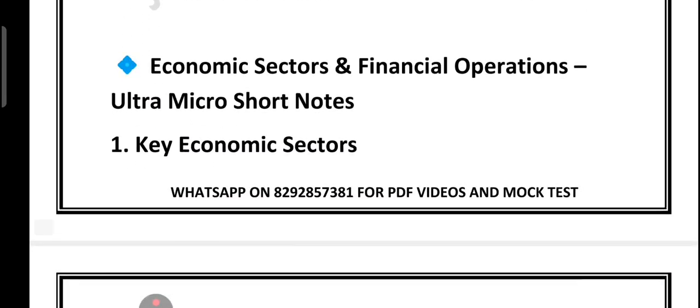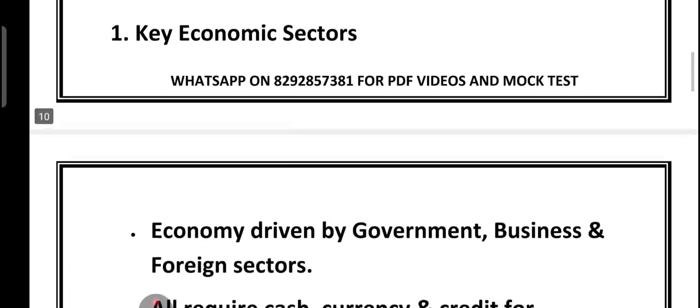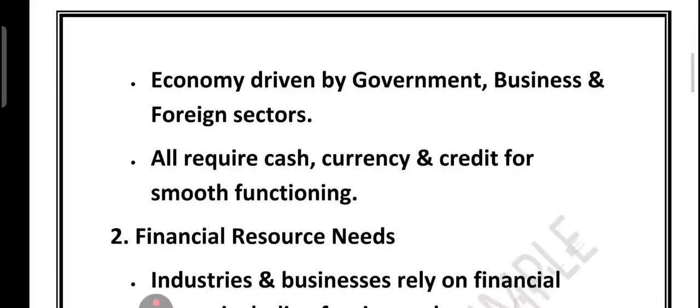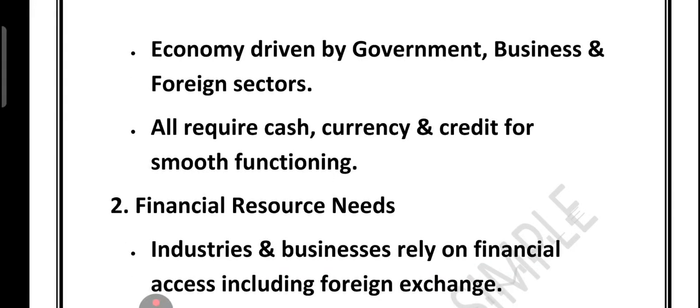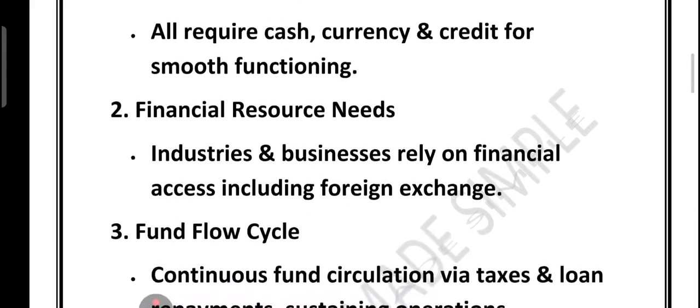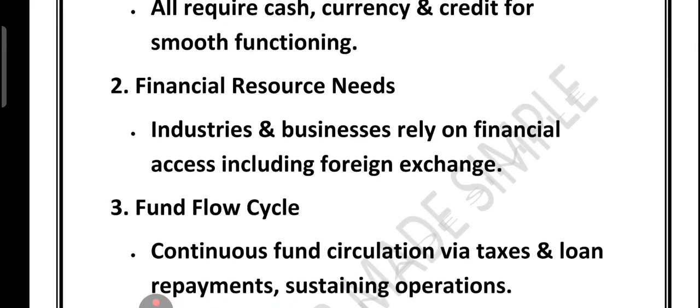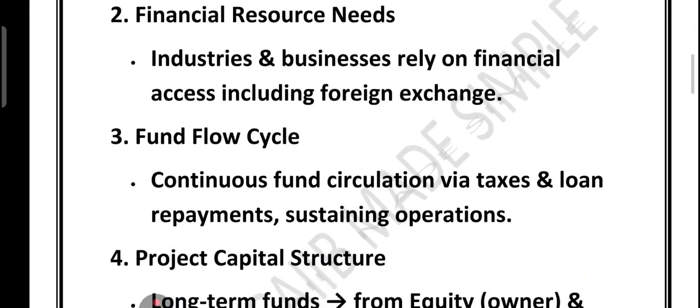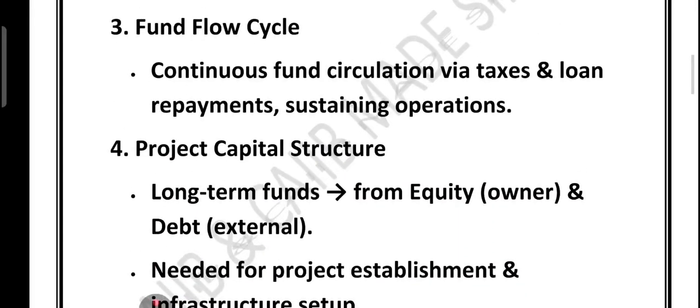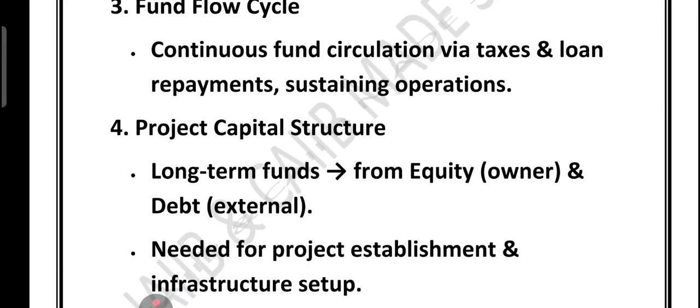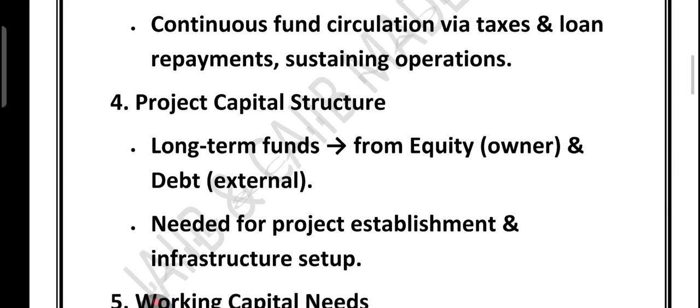Now let's talk about the economic sector. So basically, if you look at the key economic sectors, the economy is driven by government, business and the foreign sector. All depend on cash, currency and credit for smooth operation. Now friends, industries and businesses need financial access, including foreign exchange facility. It is very much essential for production, for import and export. Now, continuous circulation of funds through taxes, saving, investment, loan repayment, that is called the fund flow cycle. It keeps our economic operation active and sustainable.